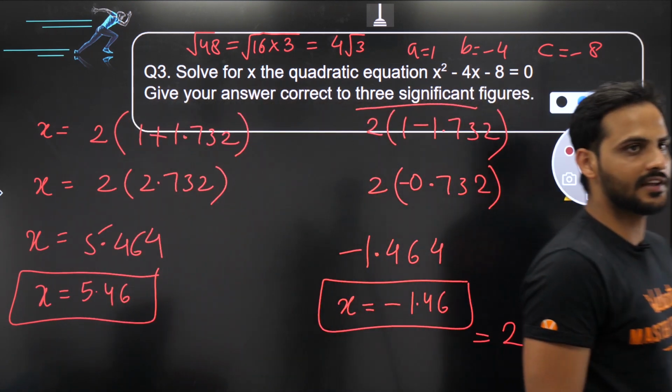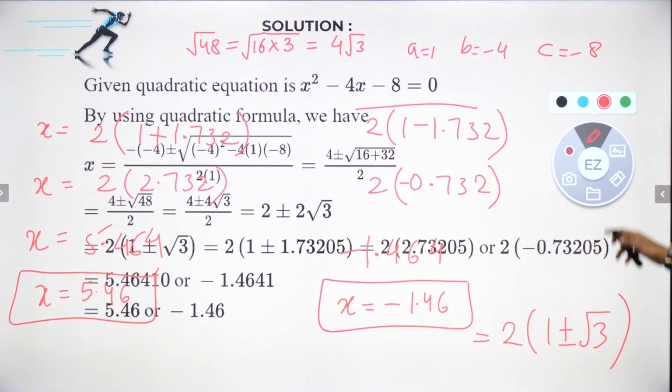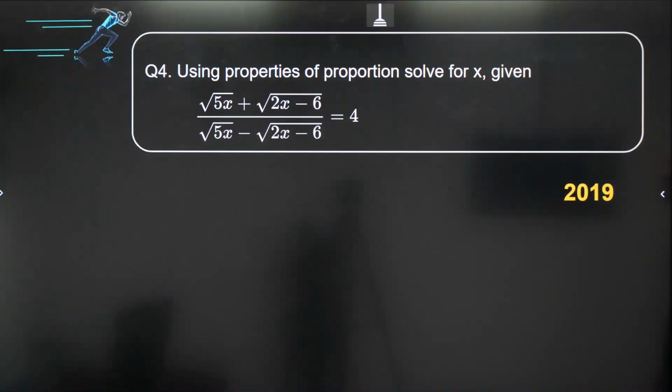They are not saying up to 3 decimal places, they are saying 3 significant figures, correct? So these are the answers, 5.46 or minus 1.46. Acha, they have taken the value of 1.73205, which is not required. Even if you take only 1.73, that will suffice. Okay, chalo, let's move to the next question.